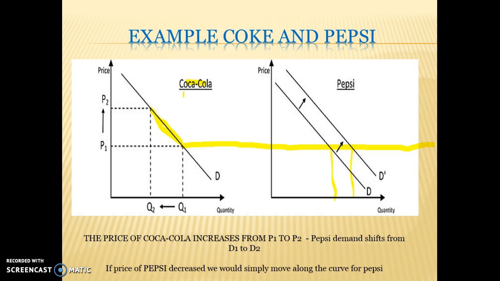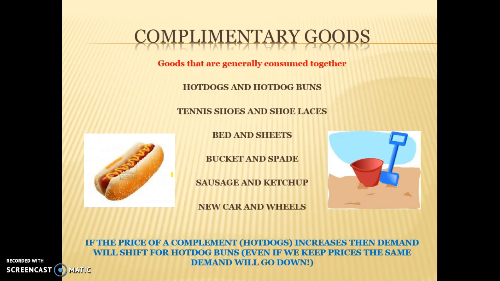for the substitute. If the price of Coca-Cola decreased, then the demand curve for Pepsi will shift to the left. Even if we don't change the price, there's going to be less demand for the product because Coca-Cola is now cheaper. So the price of Coca-Cola increases from P1 to P2, that will shift the demand curve for Pepsi to the right. If the price of Pepsi decreased, we would simply move along the curve. So in this case, the price of Pepsi hasn't changed. It just had more demand at any given price because Coca-Cola is now more expensive.